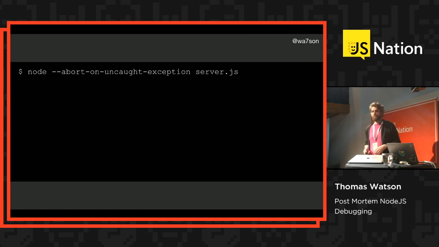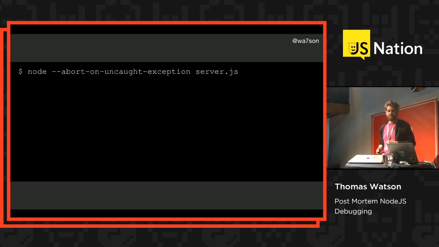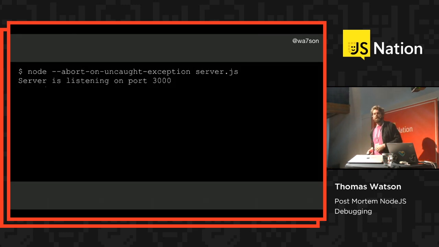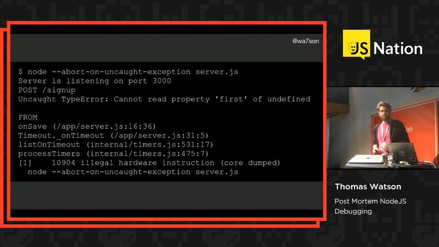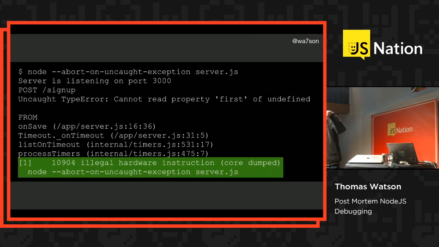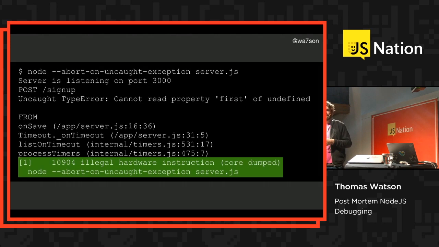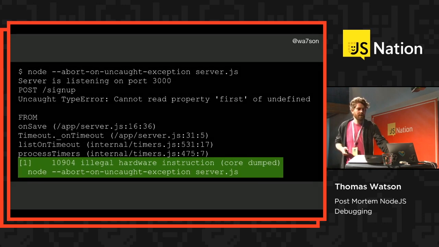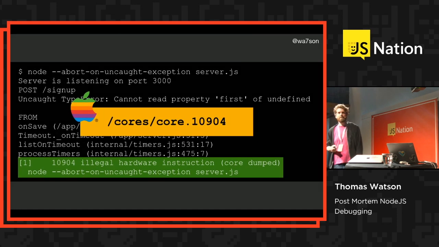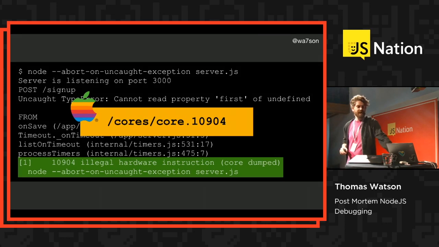We start up our server with this abort on uncaught exception flag. That runs, and we send a request to it, and then we see this. You can see right there in the bottom, it says that it generated a core file. If you do this on a Mac, there we go, it will be stored in /cores, and then core dot the process ID of the process.